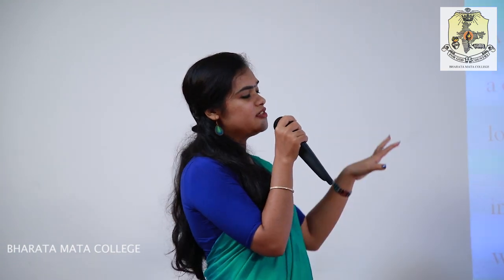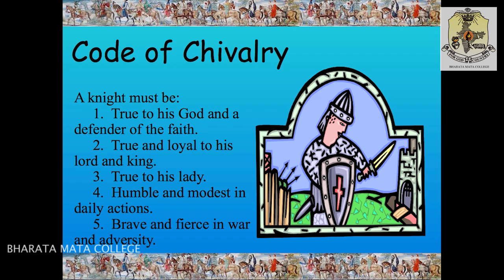So the code of chivalry, as the name suggests, basically deals with knighthood and the nobility class. As you can read, a knight must be true to his God, should be loyal to his lord, to his lady, must be humble and modest. This is the exact code of chivalry that a knight should follow, and in Chaucer's Canterbury Tales, our knight also follows these basic qualities.